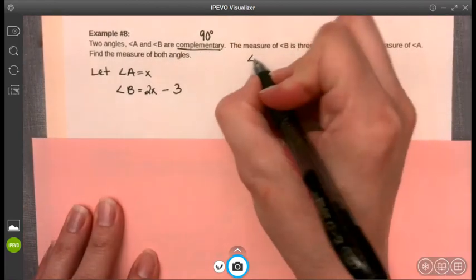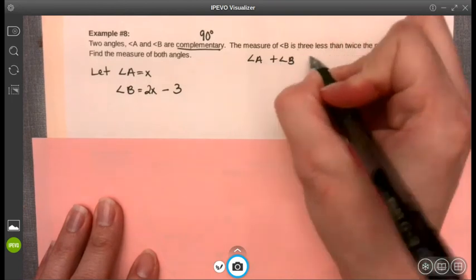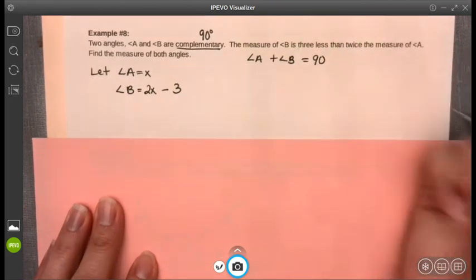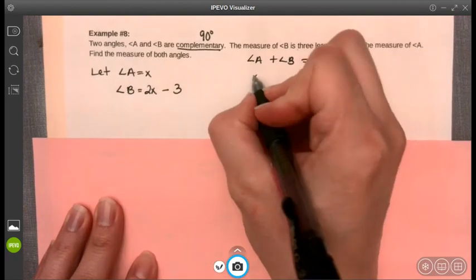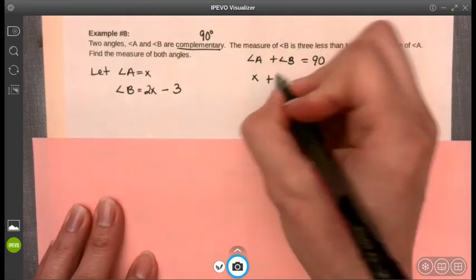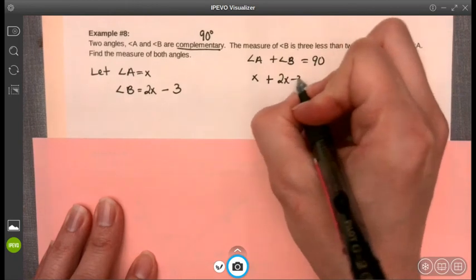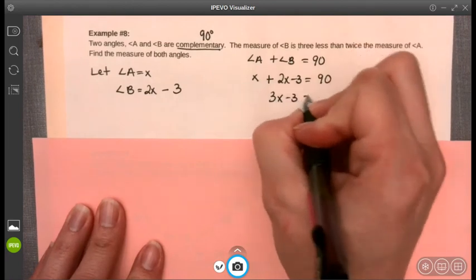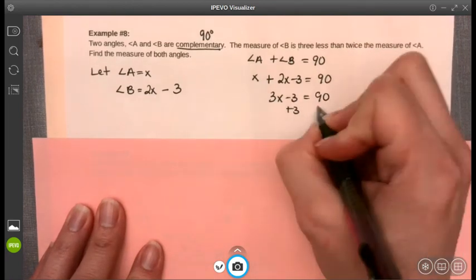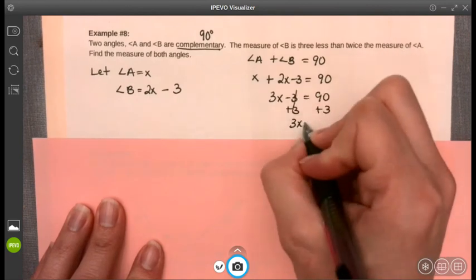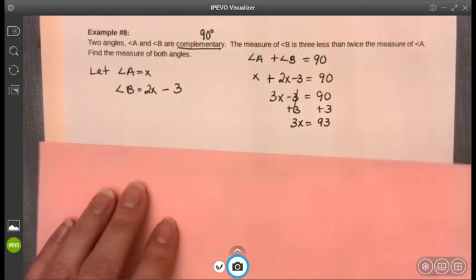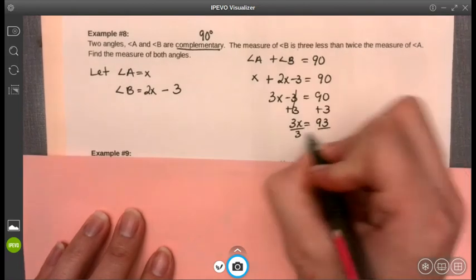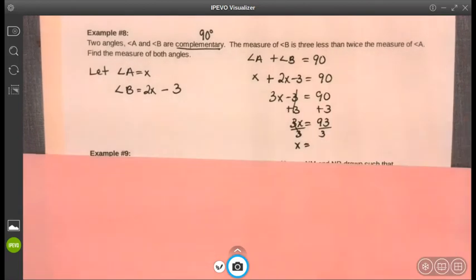So I'm taking 3 away from the twice A. And then since A and B are complementary, they're adding up to 90. So now substitute my expression for A, which was x, substitute my expression for B, which was 2x minus 3, and simplify. So that's 3x minus 3, add 3, we get 3x equals 93, and we divide both sides by 3, and we get x equals 31.